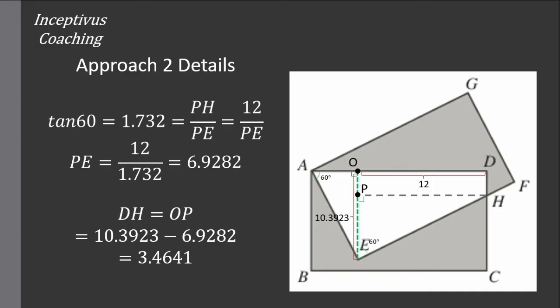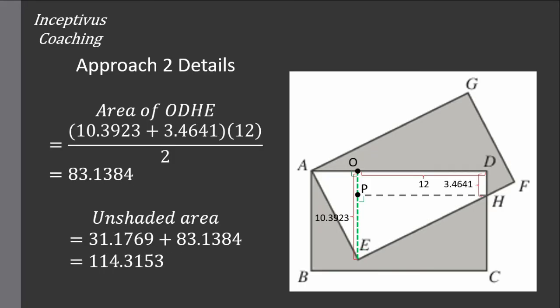So I can easily find the length of PE, right? For PE, you can use the tangent ratio from the perspective of the 60 degree angle PEH. You can find that PE is equal to 6.9282. Once you have that, you can calculate the length of OP, which is the same as DH, right? So the length of DH is 3.4641.